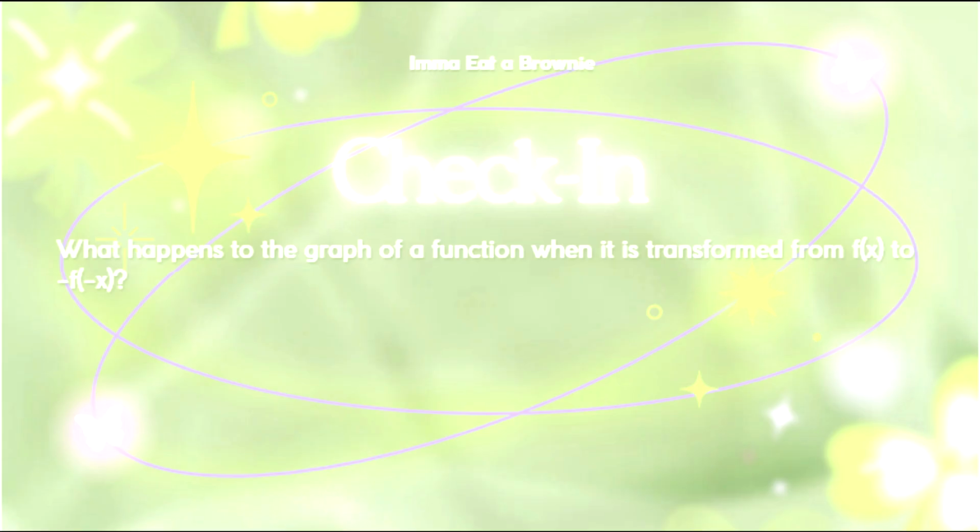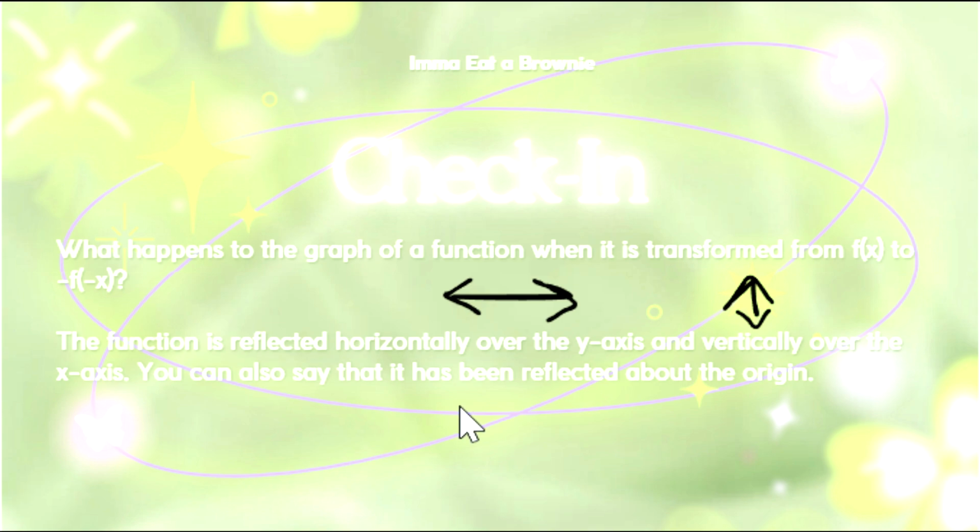Here's another check-in. What happens to the graph of a function when it is transformed from f of x to -f of -x? The function is reflected horizontally over the y-axis and vertically over the x-axis. You can also say that it has been reflected about the origin. There's two ways of saying it: two reflections or just reflected about the origin.